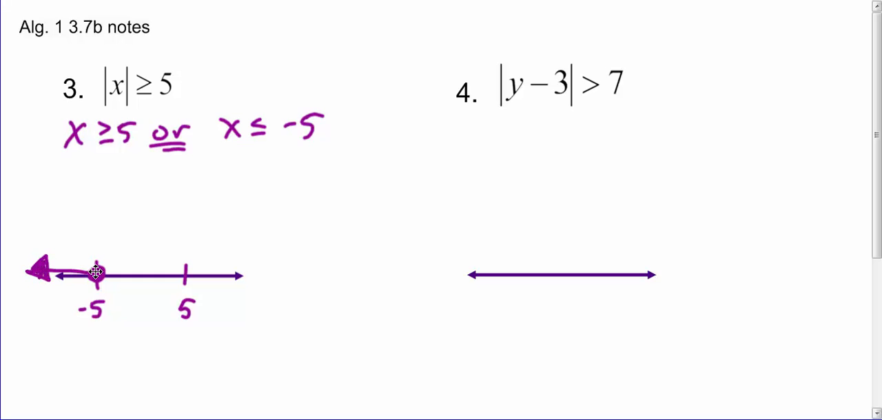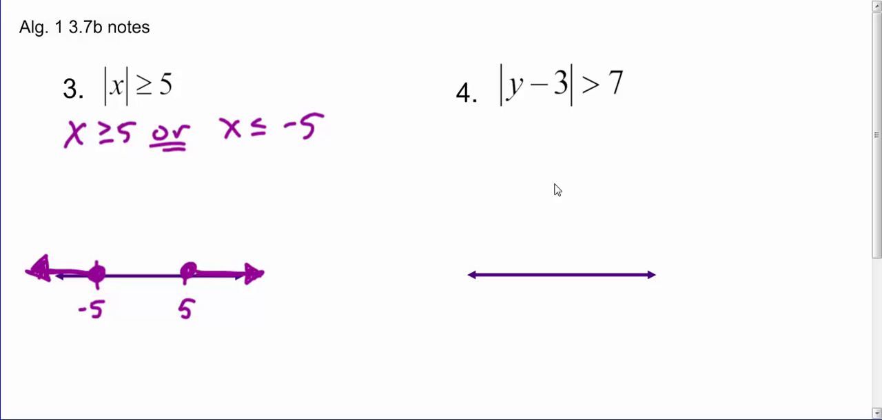Typically an or graph is going to look something like this, where our graph goes opposite directions. And that's what we have here. The first one says x is greater than or equal to 5. That's this part over here. x is less than or equal to negative 5. It's over here. So the answer is here or here. Only one of them has to be true.